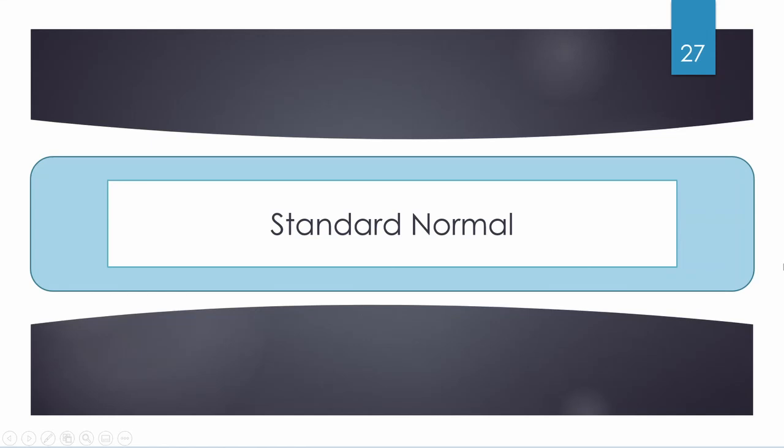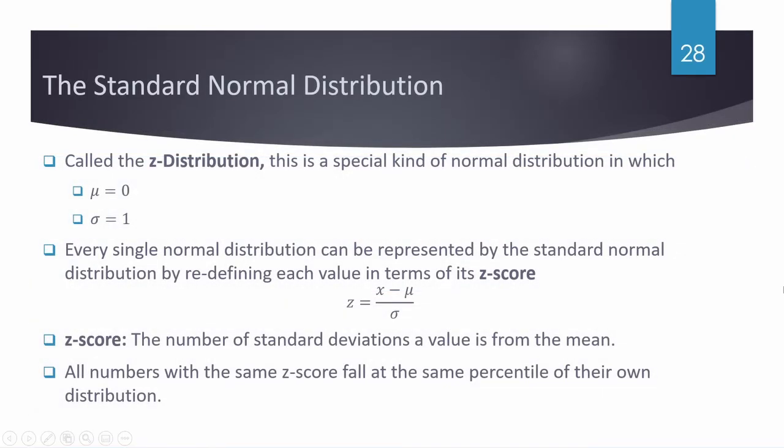The last topic I'm going to touch on today is the standard normal distribution. And the standard normal distribution is just a specific type of normal distribution where the mean is always 0 and the standard deviation is always 1. Sometimes we refer to this as the z distribution. And the z distribution is a very useful distribution to think about precisely because every single normal distribution problem you ever think of tackling can be rephrased in terms of a z distribution.